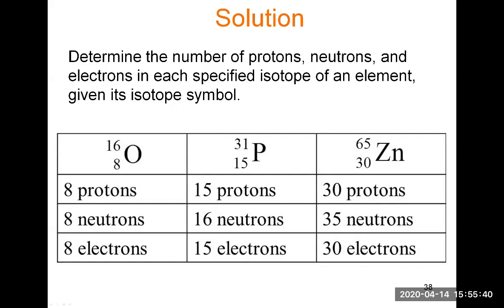Zinc 65. Zinc, atomic number 30. You can check that with the periodic table. So that means it has 30 protons, 30 electrons to make it neutral, and you do 65 minus 30 to obtain 35 neutrons.